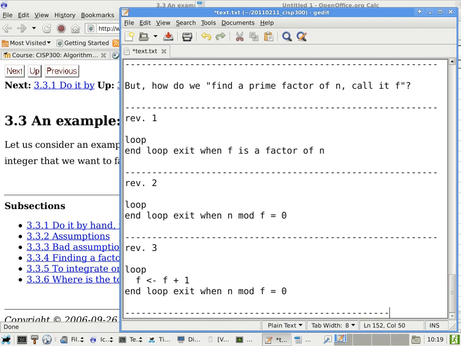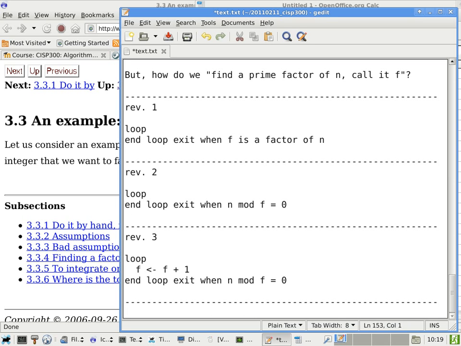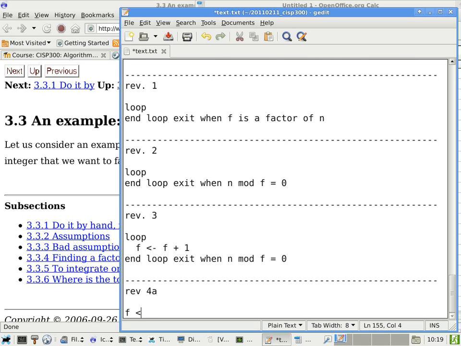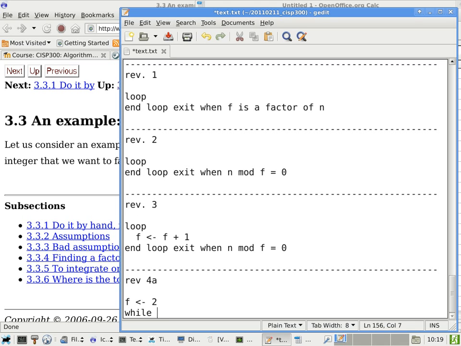The only thing left to do is to say, oh, but what is the first value of f that I should use in this expression here? 2. We want it to be 2, right? And there are 2 ways to proceed from here. One way, I will call this revision 4a. In 4a, I will simply initialize f to 2 first, and I use a pre-checking loop to do it.